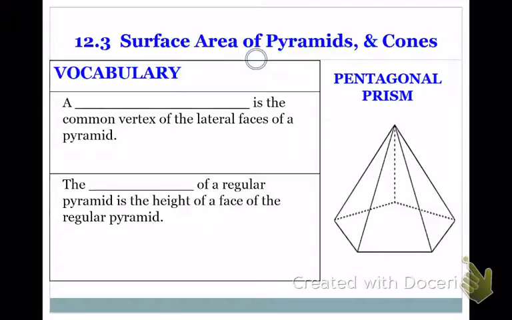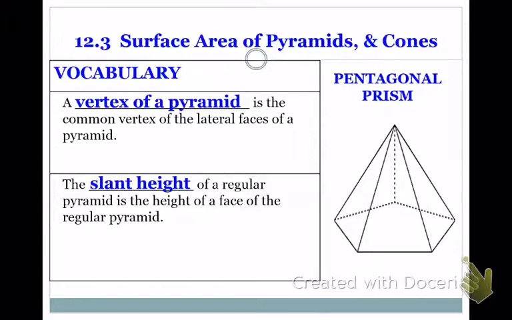So the vertex of a pyramid is the common vertex of the lateral faces of the pyramid. Here are the lateral faces. This point up here is the vertex of the pyramid. That's where all the lateral faces meet. So that's the vertex of the pyramid.